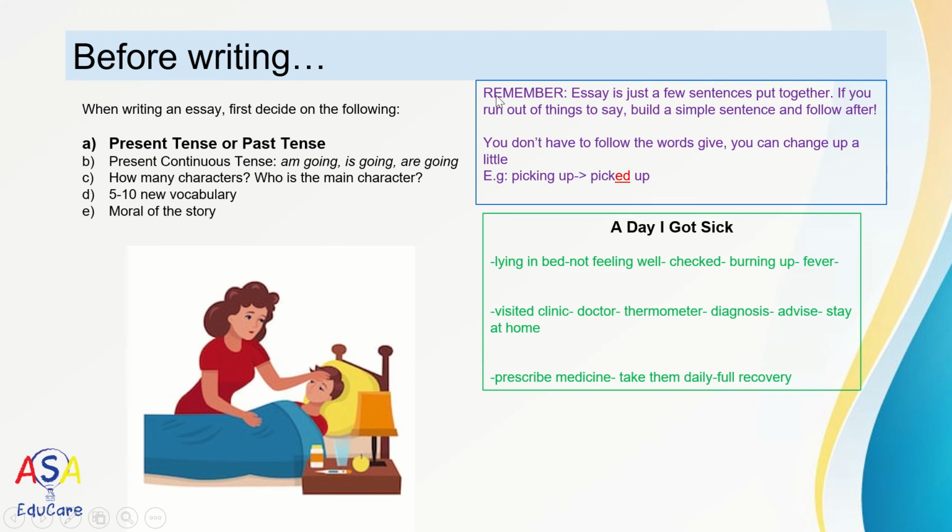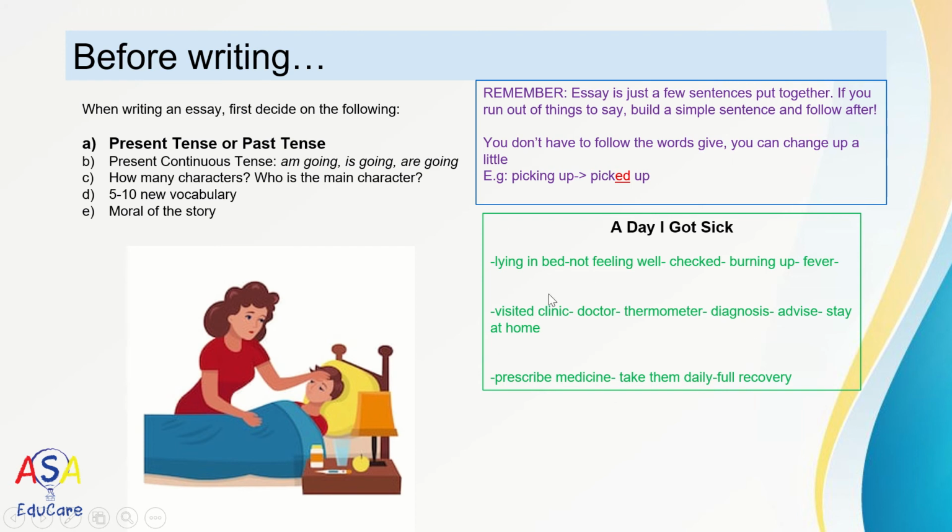So one more thing to remember is essay is just a few sentences put together. Basically, it's just 造句 building sentences. Okay. 如果你没有东西写，就是造一个很容易的、简单的句子。Okay, then follow after. 直接又造多一个。You don't have to follow the words given.